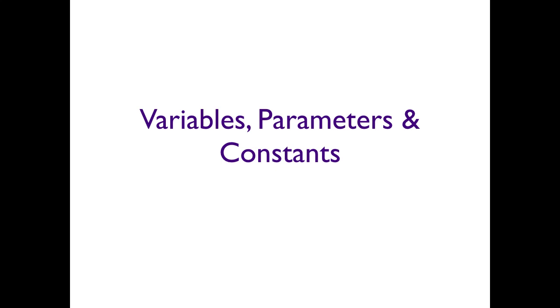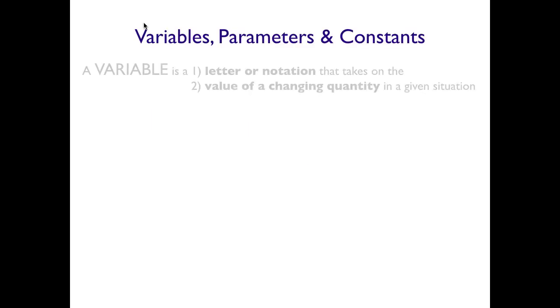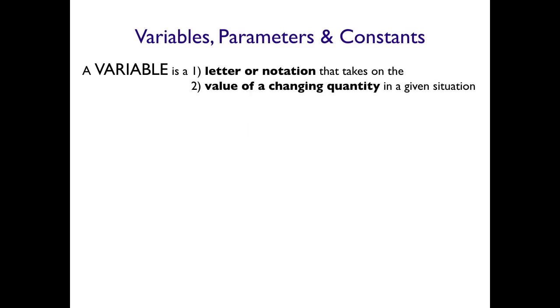But variables, parameters, and constants. I've used those 3 words already earlier today, so before we leave in a couple minutes, take a minute to think about what these mean. You're going to read in the textbook more about what they mean and how we use them. But just to be specific, a variable is a letter or a notation. It could be a set of symbols together. But it's a letter or notation that takes on a value that varies. So in order to be a variable, you have to have something that varies.